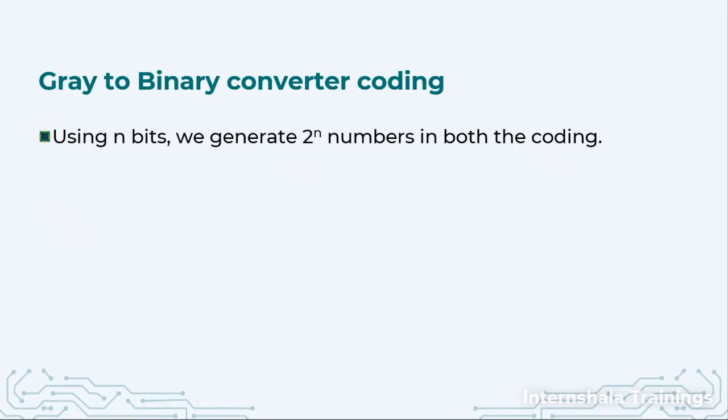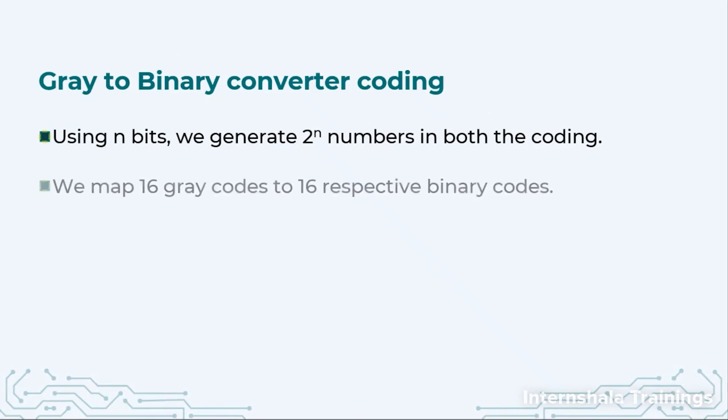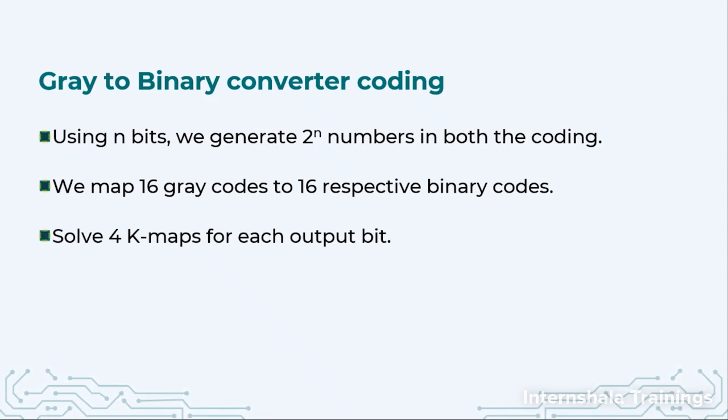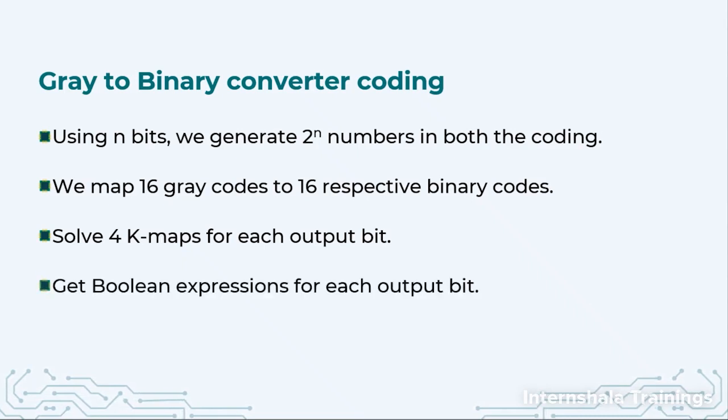So in gray to binary conversion using n bits, we are generating 2 raised to power n numbers. So if I have 4 bits, I will map 16 gray codes with the respective 16 binary codes. We are going to solve 4 K-maps because on my output side I have 4 variables. We will get their Boolean expressions and we will implement them. So this is the simple process that we are going to follow.